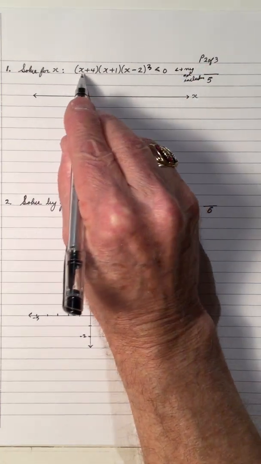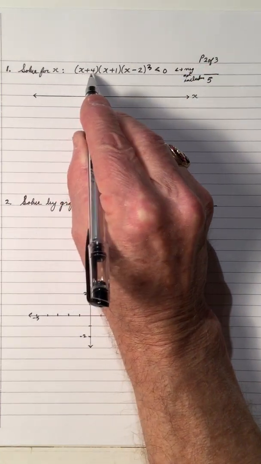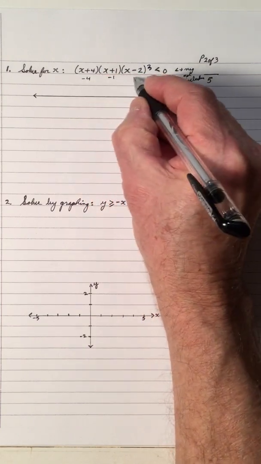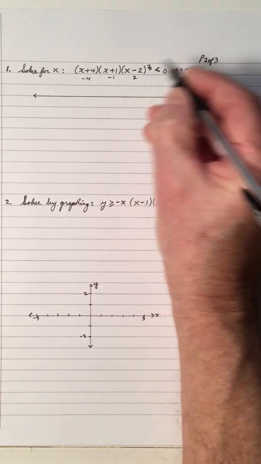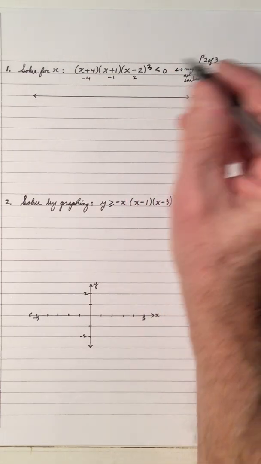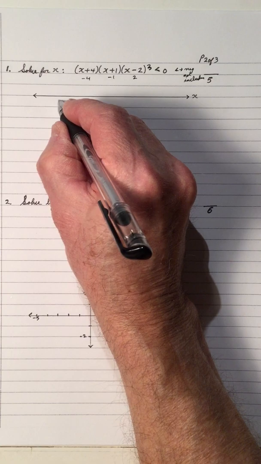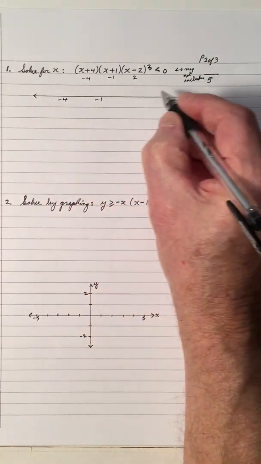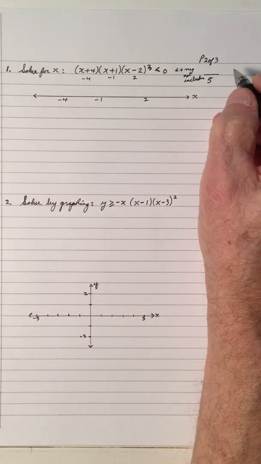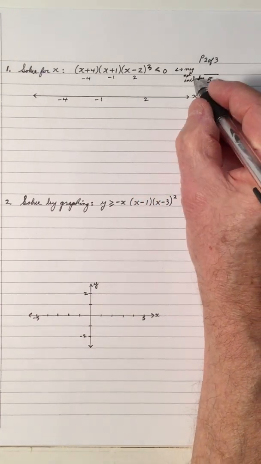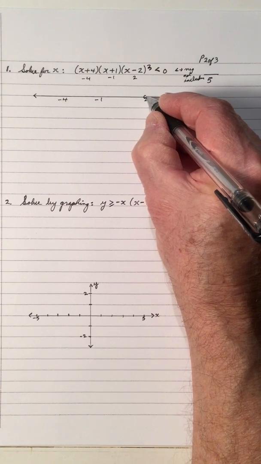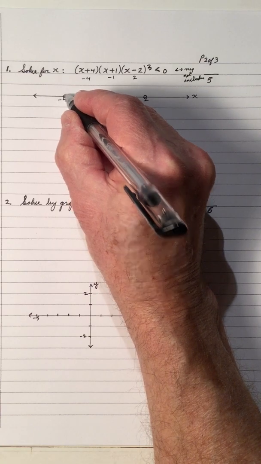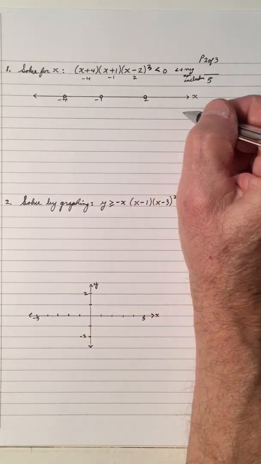Okay, so the x-intercepts, so the values of x that will give you 0, are -4, -1, and 2. So let's plot these on the number line. There's the -4. Let's make this a -1, and let's make this a 2. So to answer this question, they're not included. So that means the 2 is not included, the -1 is not included, and the -4 is not included, because we can't have it equal to 0.